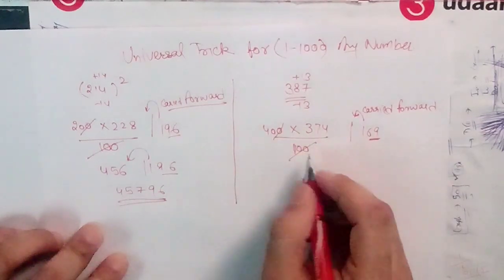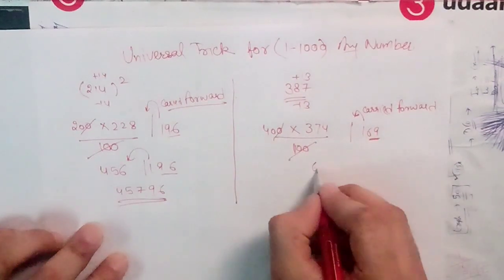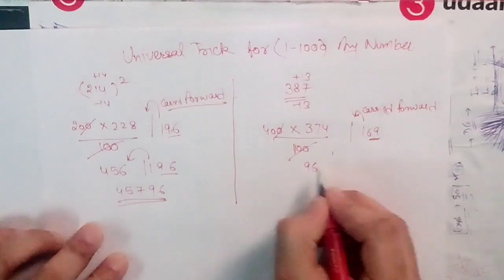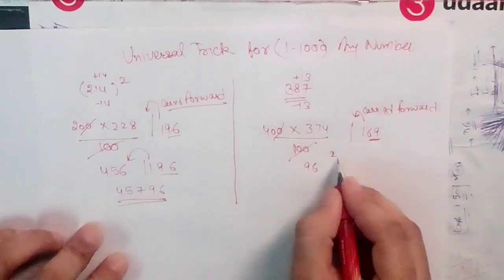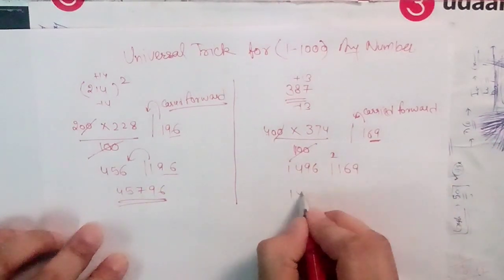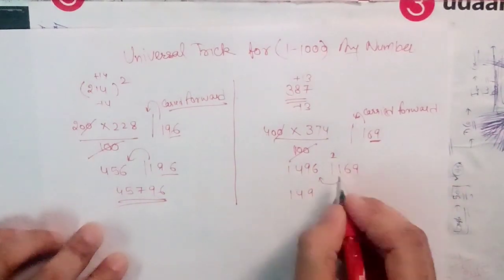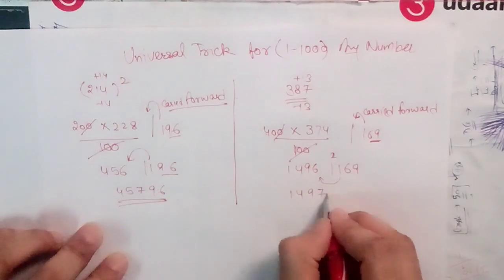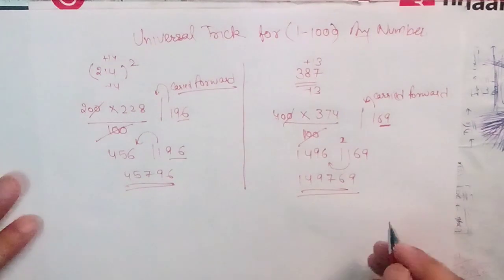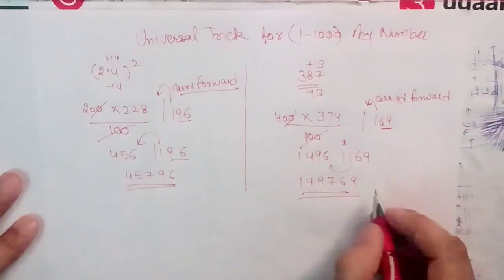2020, 374 into 4. 4 4s are 16, 1; 4 7s are 28, 9; 2; 4 3s are 12, and 2 is 14. And this 169, so 149, and 1 will be added to this, which is carried forward, so 769. You can check in the calculator, you will see the same answer.